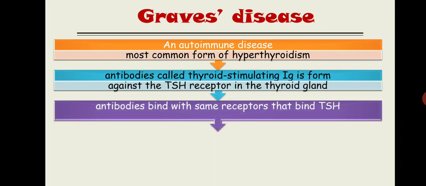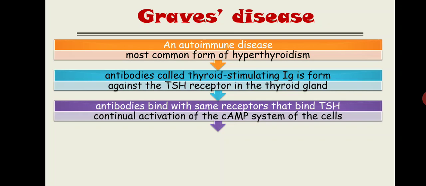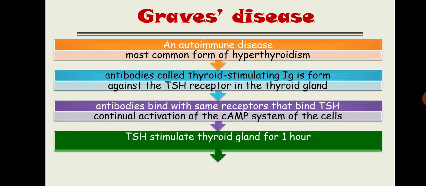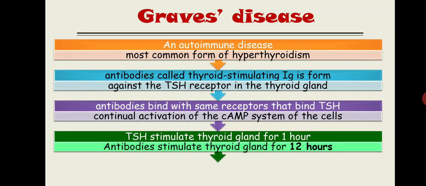This antibody will bind with the same receptor that binds with the TSH and causes continual activation of the cyclic AMP system of the cell. Now here is the difference between when the thyroid stimulating hormone binds with the TSH receptor and when this antibody binds with the TSH receptor. Once the TSH binds with the receptor, it will activate the cell for 1 hour. And if the thyroid stimulating immunoglobulin antibody binds with the receptor, it will activate the receptor for 12 hours. So you can see there is 12 times more action as compared to TSH.